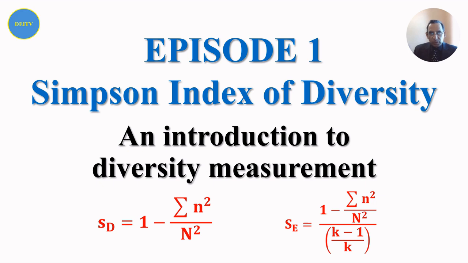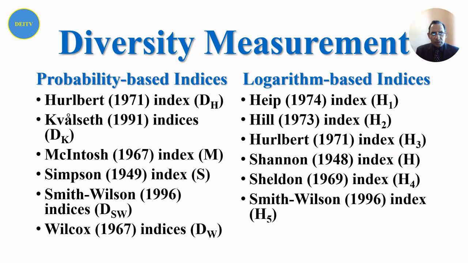Welcome to episode 1, where I will discuss the Simpson Index of Diversity, which serves as an introduction to diversity measurement. There are two types of indices, probability-based indices and logarithmic-based indices. In this episode, I'm going to talk about the Simpson Index, which is a probability-based index.